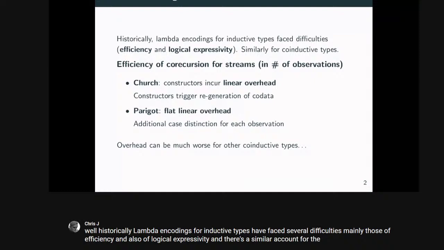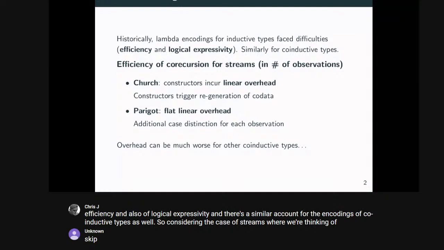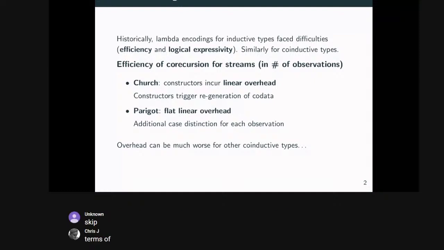So considering the case of streams, where we're thinking of efficiency in terms of overhead in the number of observations made, for the Church encoding, each use of a constructor incurs an additional linear overhead, and that's because constructors will trigger the regeneration of codata. For the Parigot encoding, there is a flat linear overhead cost because every observation you make involves an additional case distinction. And again, this is just for the case of streams. The overhead can be much worse for other co-inductive types, particularly ones where the signature is defined, say, with an inductive type, so certain nested constructions.